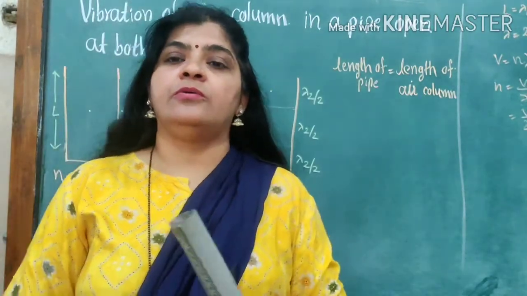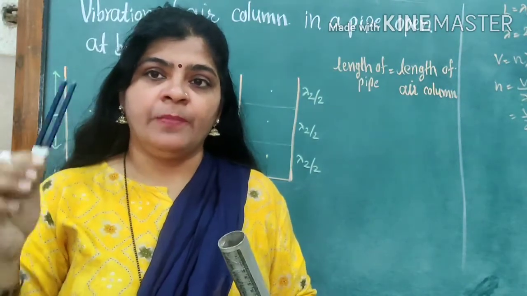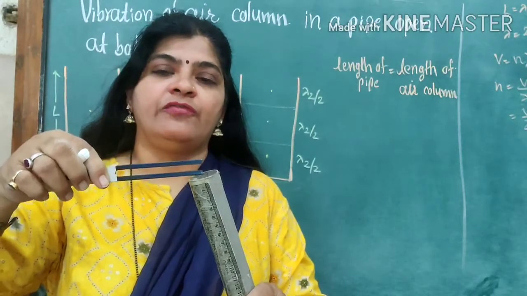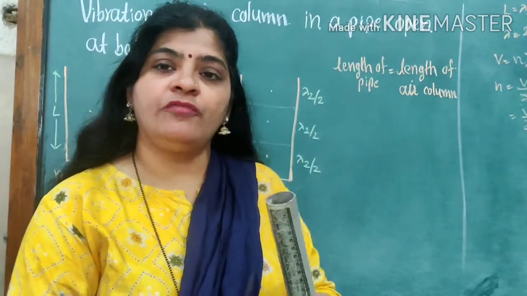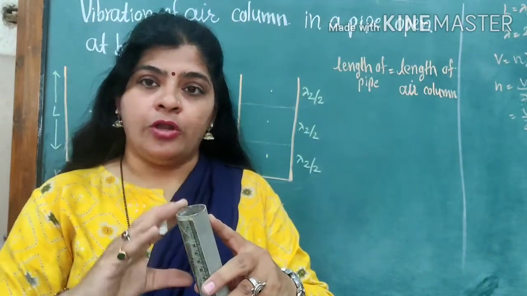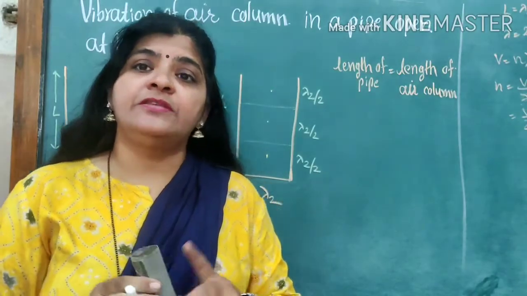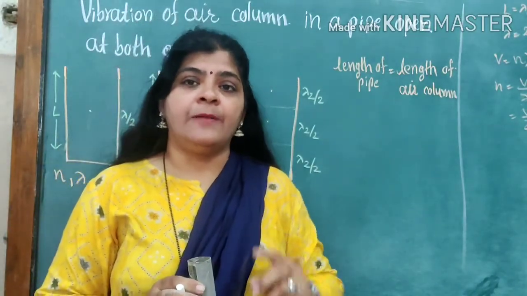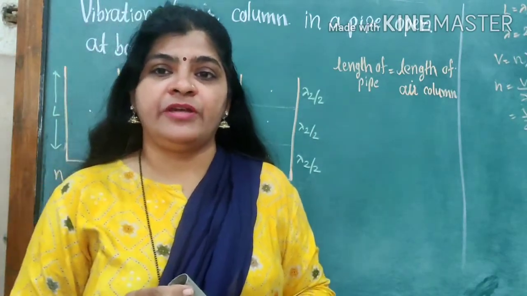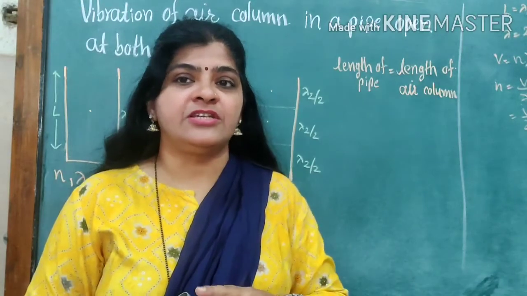To create the sound wave or any stationary wave, we are using the tuning fork. When the tuning fork is struck on the rubber pad and kept at the end of the pipe, the air inside this pipe will start vibrating. That is what we call the air column. That air column starts vibrating, and because of this vibration it will produce the stationary waves. Now when the stationary wave is produced, we are finding the frequency of this stationary wave.